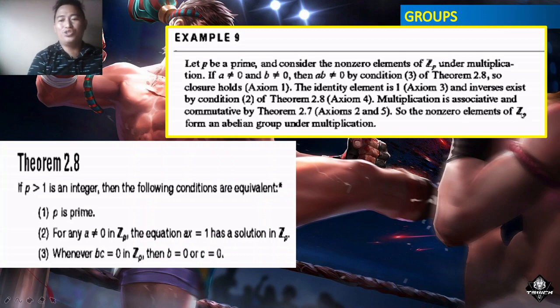But this is not true for all Zn. It only holds for Zp, where p is prime. For Zn, not every element has a solution. Property number 2 does not hold in Zn. Then property number 3 also does not hold: if A is non-zero and B is non-zero, their product is supposed to be non-zero.